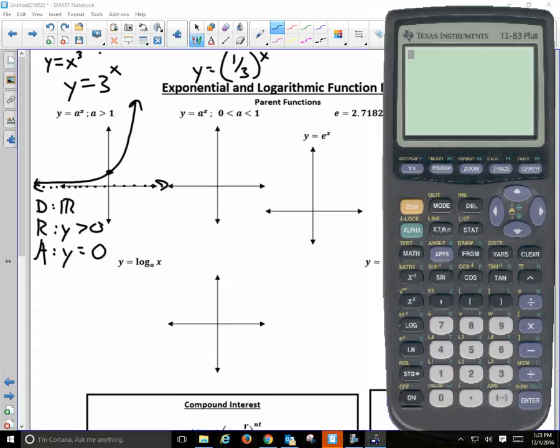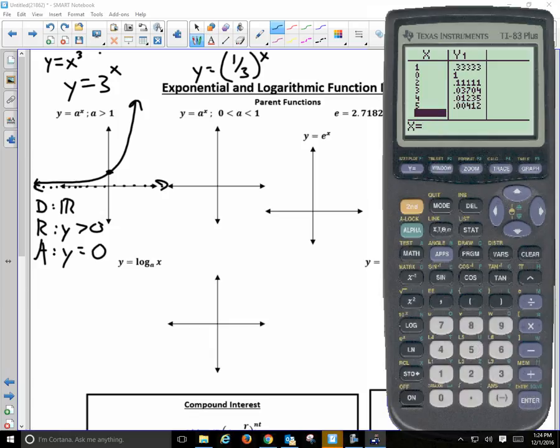Well, if we type that in, you can see that we're going to generate some different values. Parentheses 1 divided by 3 raised to the x power. So as I go to my table, I'm going to get rid of these values, and I'm going to go to typing in 1. We get 1/3. If you type in 0, you're going to get 1.